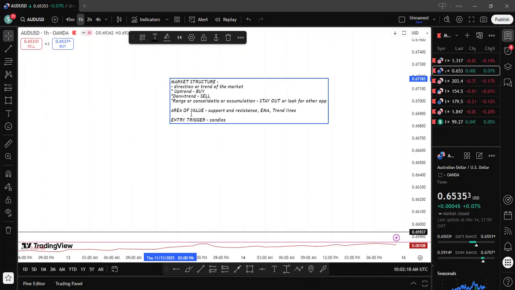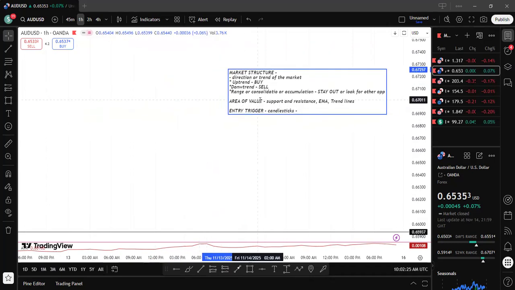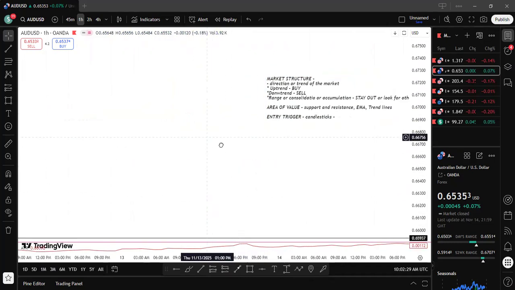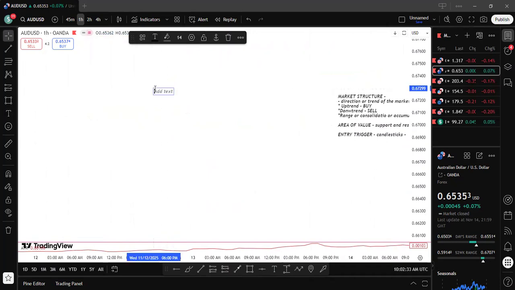So I like to use candlesticks as my confirmations. There are a few candlesticks I use. First of all, let's look at some different candlesticks I use. I'm going to show you first my buying bias candles.